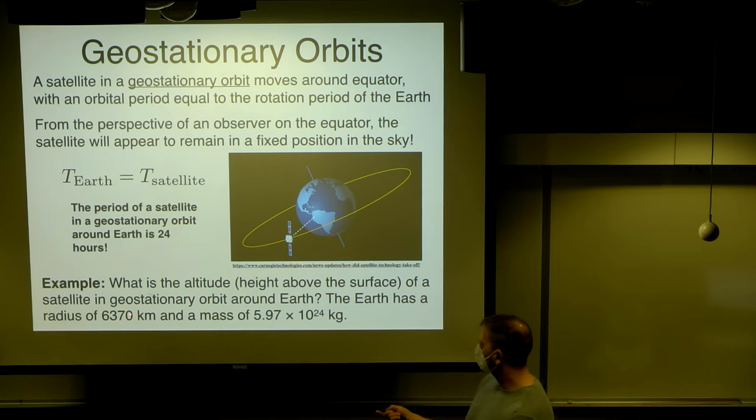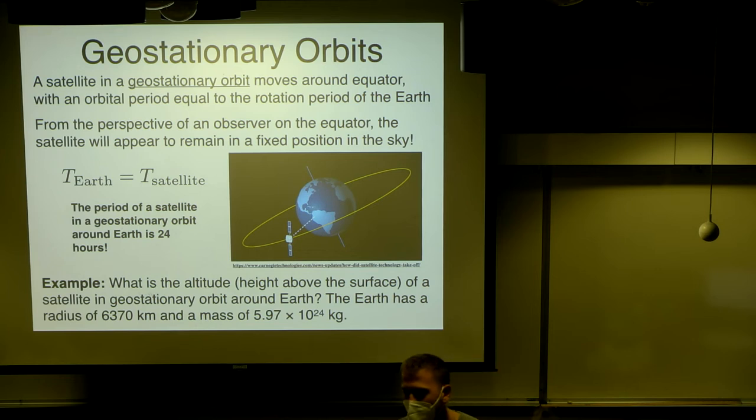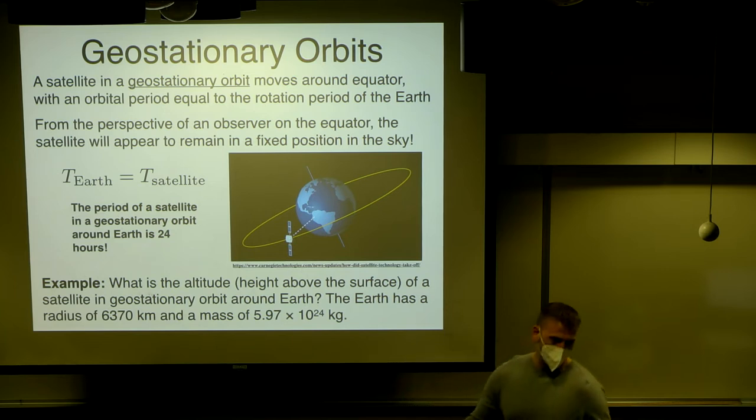So let's calculate something about this using an example here. What is the altitude, what is the height above the surface of a satellite that's in a geostationary orbit around the Earth? This is kind of a different problem than what we did before. Here, we know what the period has to be. We're going to use that to calculate what the radius has to be, okay? But other than that, it's pretty much the same setup as before. Make sense? So we know the period has to be 24 hours. Let's calculate what the radius must be for that to work out.